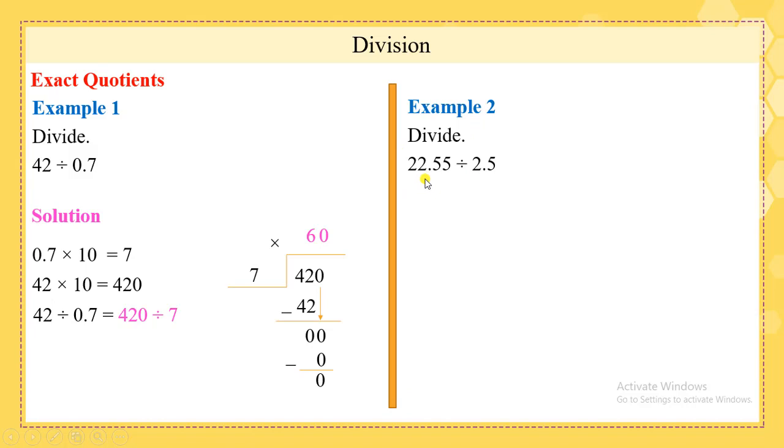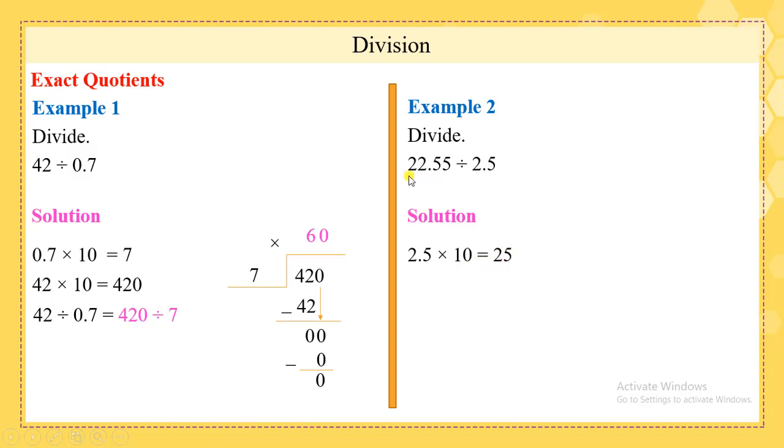Example 2. Divide 22.55 by 2.5. In order to solve this division operation, we should first get rid of the decimal point found in our divisor. To get rid of this decimal point, we should move it one place to the right. This means it should be multiplied by 10. The divisor will become 25.